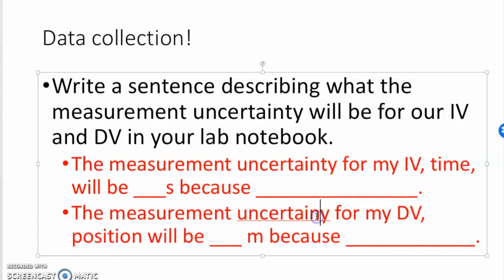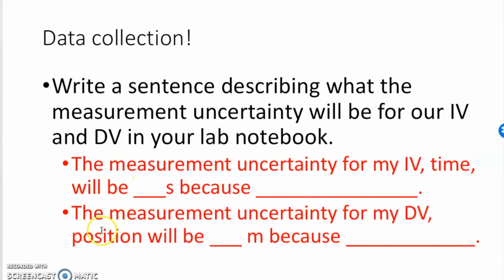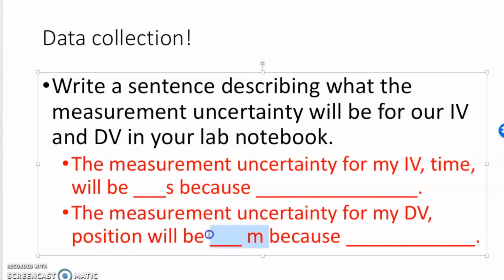Then we're going to misspell uncertainty. Then you want to also write down the same. So again, these red things should be written down in your lab notebook. You want to write down the same for your dependent variable position. What will the measurement uncertainty be for your position? So recall that a meter stick's measurement uncertainty is 0.001 meters or 0.1 centimeters. We're going to be recording our data in meters in this lab.